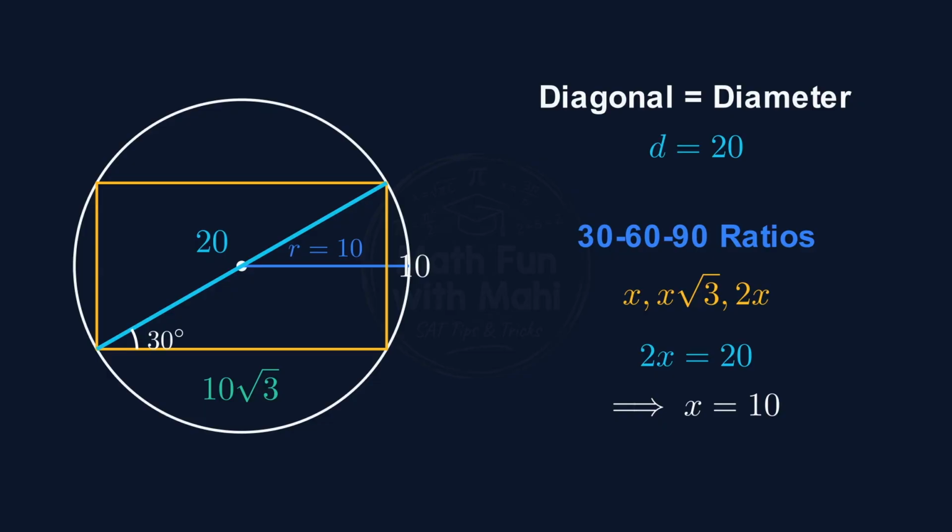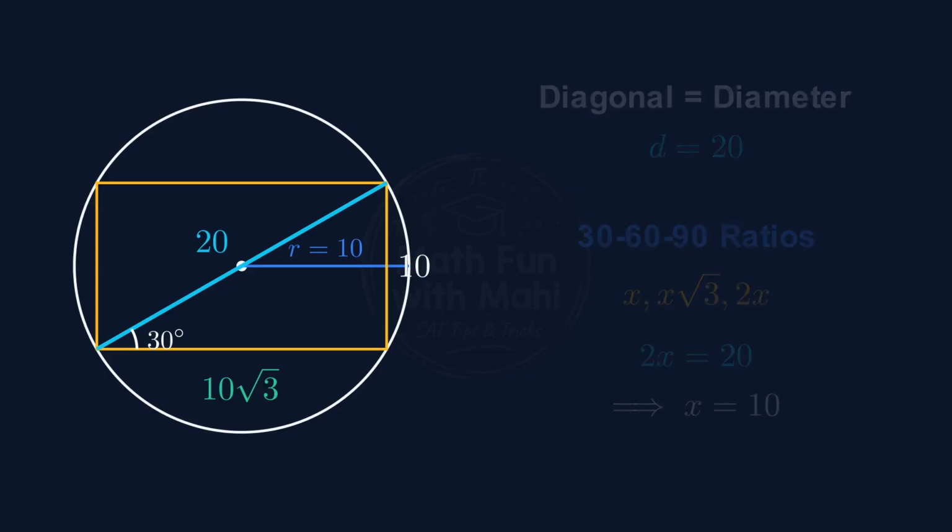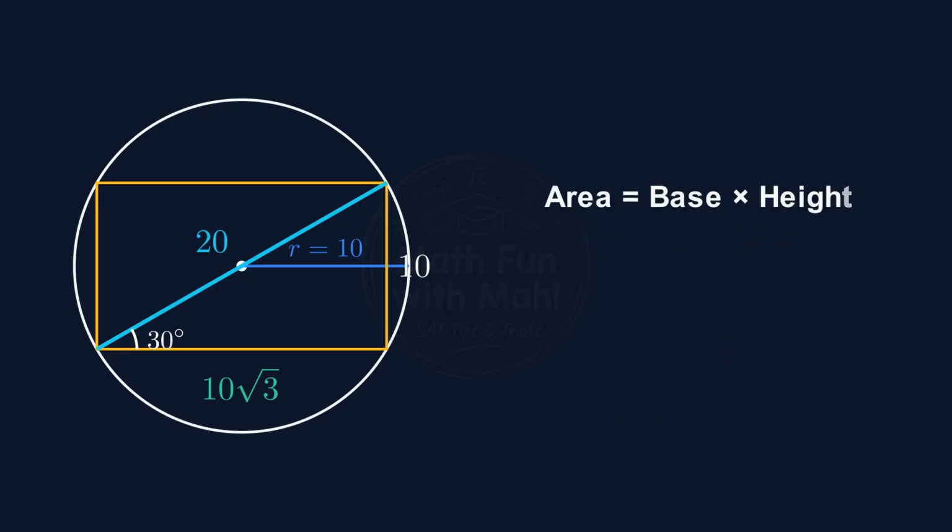We have everything we need to find the area. The area of a rectangle is base times height. So we multiply 10 square root of 3 by 10, which gives us the final answer for the area, 100 square root of 3.